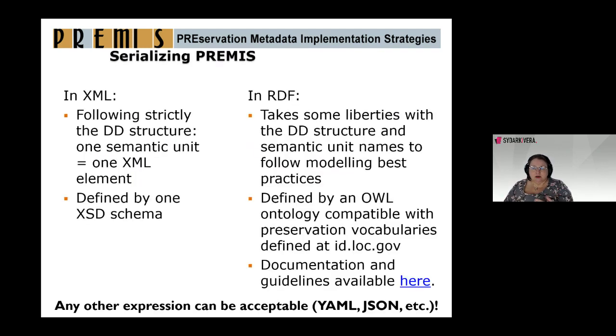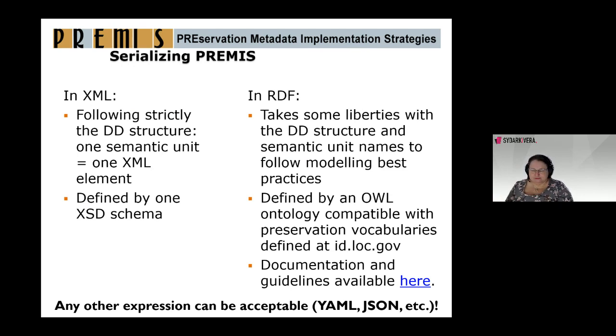When we come to that, the technical term is serializing PREMIS. So in XML, it follows strictly the data dictionary. You have one semantic unit, one XML element. Al has already shown you the trick of how you describe the object type in the XML. There's one XML schema that's ready, it's available, it's online.